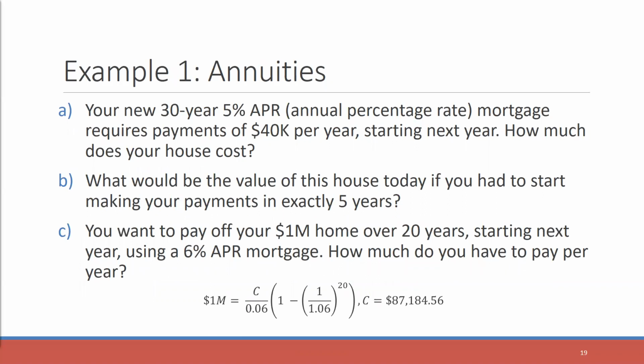An example of an annuity. Your new 30-year 5% APR mortgage requires payments of $40K per year starting next year. How much does your house cost?